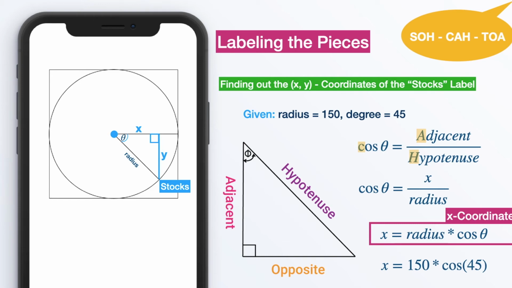Now if we multiply both sides with the hypotenuse, what we get is the formula for the x coordinate. So it is basically the radius times cosine of theta, or in our case 150 times cosine of 45 degrees. So this is how it works for the x coordinate.